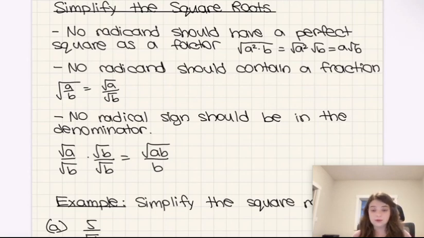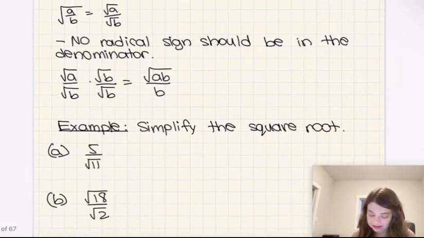Now, if it was cube roots, we would need three of them, right? We'd need cube root of b times cube root of b times cube root of b, right? And so on. But in this example, we're just going to mostly be focusing on square roots. Okay, so let's get into the examples because that's probably why everyone's actually here.